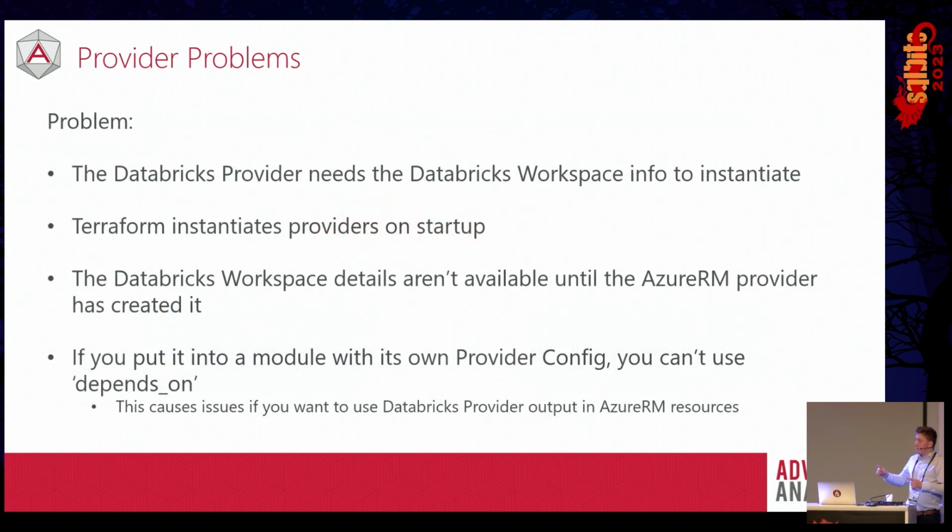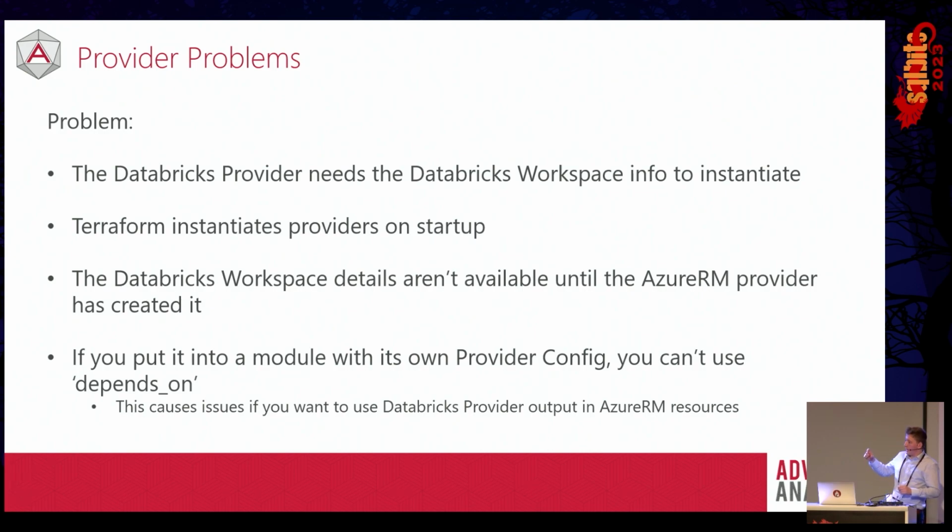So the Databricks provider, or the client provider here, needs the workspace info to instantiate. But the providers instantiate when Terraform starts running. And the Databricks workspace details aren't going to be available until the Azure RM provider has created it. And if you try and stuff it into its own little module, then you can't use the depends on logic, so you can't do something like create a workspace, create a cluster, and then stuff the cluster ID into Key Vault. That's not going to work.